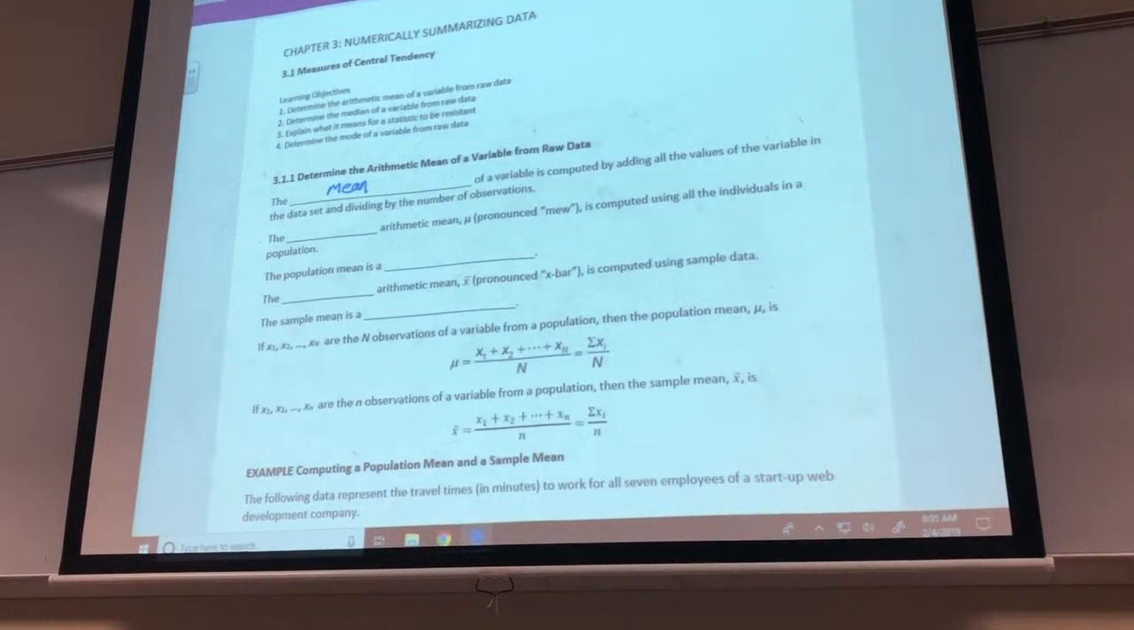The mean. And the mean is when most people say the average, they are talking about the mean. That's where you add everything up and divide by how many of them there are. I'm sure you've probably done that before.